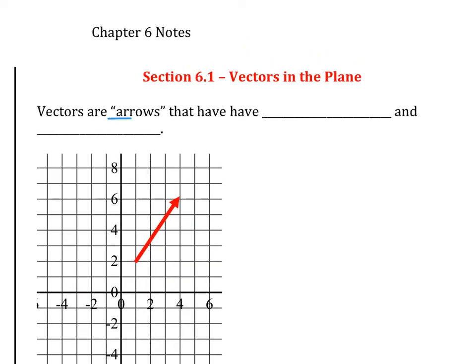Vectors are arrows, because there is an arrow that points on there. And with vectors, you have to remember there are two things. It has magnitude and direction. Okay, magnitude and direction. Every vector has magnitude and direction.